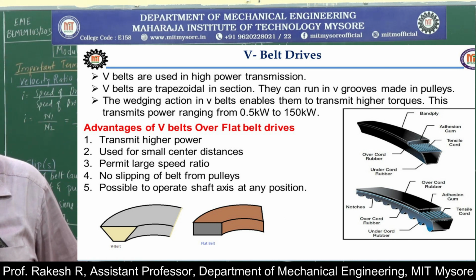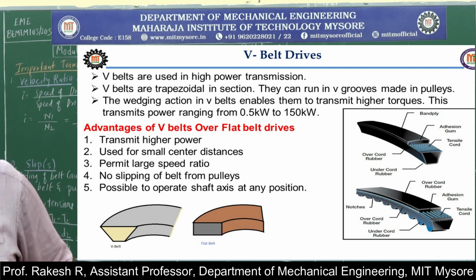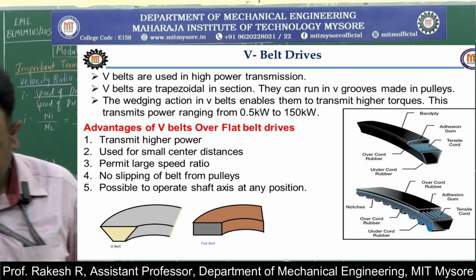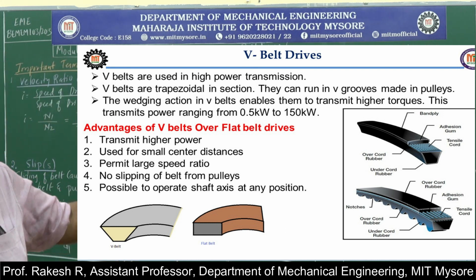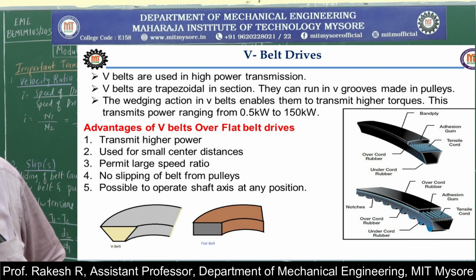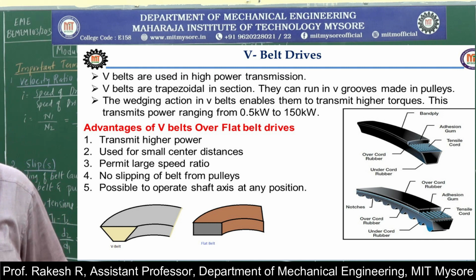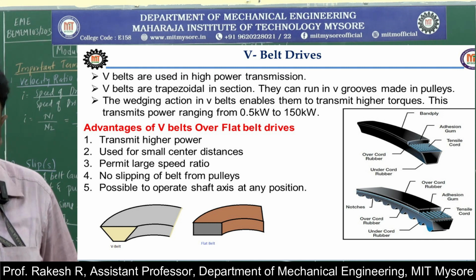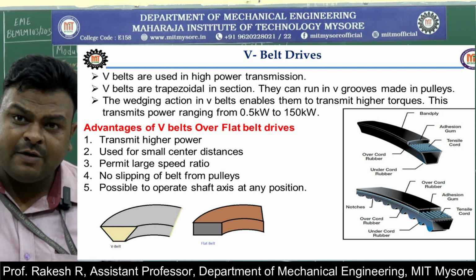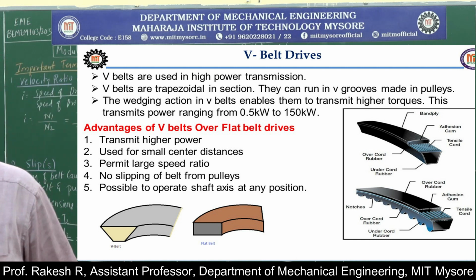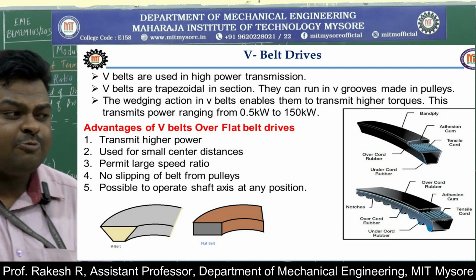The V-drives can be operated with several belts, multiple belts we can use, and we can transmit power from 0.5 kilowatts up to 150 kilowatts. That is one of the advantages here. Advantages of V-belt over flat drives are they can transmit high power. V-belt can be used for smaller distance. V-belt permits large velocity ratio.